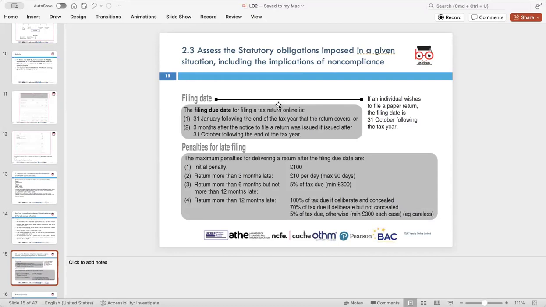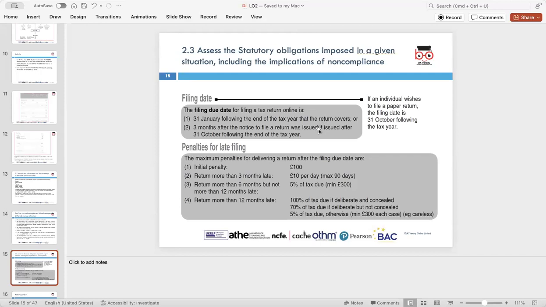In understanding our statutory obligations concerning tax filing, it is essential to be aware of the deadline and penalties associated with late submissions for online tax return. The filing due date is typically 31st of January, at the end of the tax year covered by the return. If an individual chooses to file a paper return, the deadline is earlier, on 31st of October following the tax year.